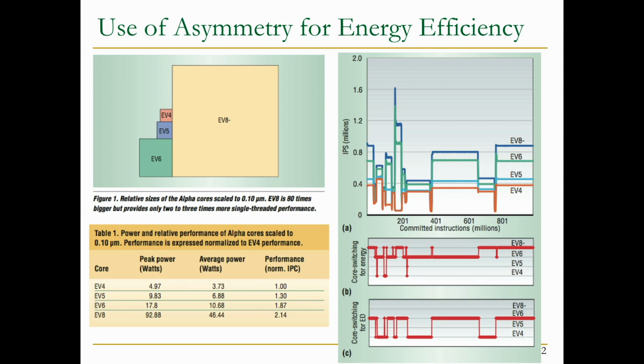Actually, this may be similar to the Intel paper. We're going to get back to that, right? Basically, here, there's a 20x difference in the peak power. There's a 2x difference in performance. So the performance is costly, actually, as you can see.